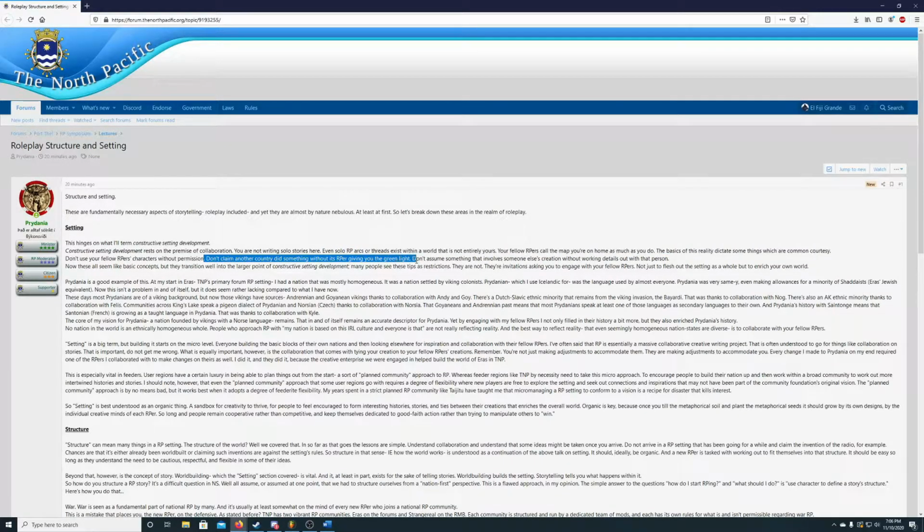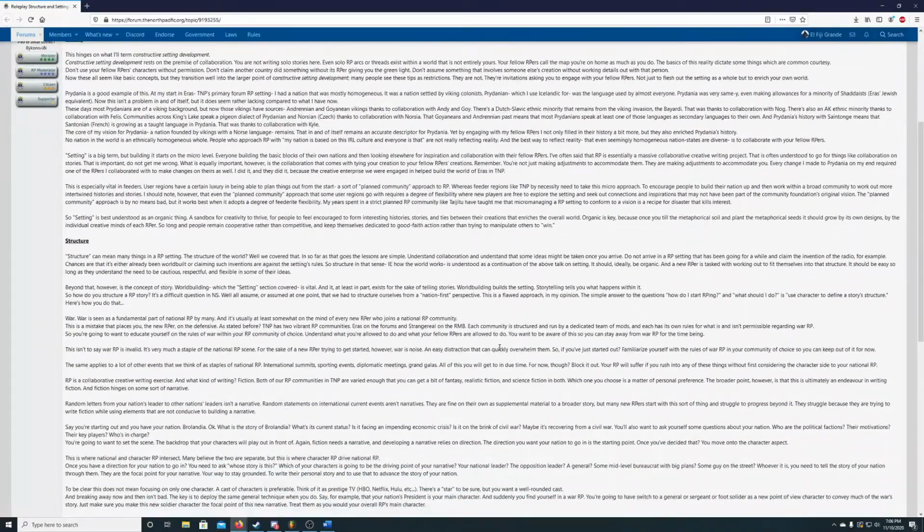The basics of this reality dictate some things which are common courtesy. Don't use fellow RPers' characters without their permission. Don't claim another country did something without its RPer giving you the green light. Don't assume something that involves someone else's creation without working details out with that person. Now, these seem like basic concepts, but they transition well into the larger point of constructive setting development.